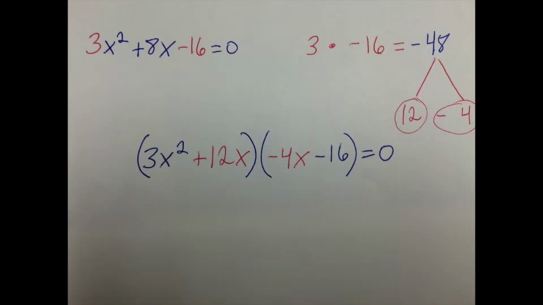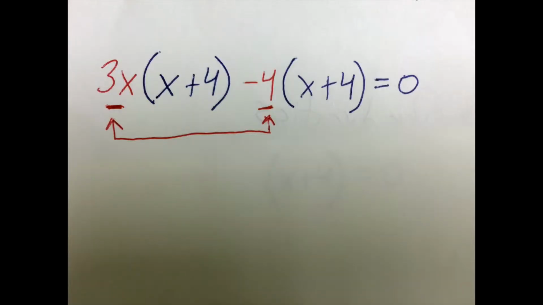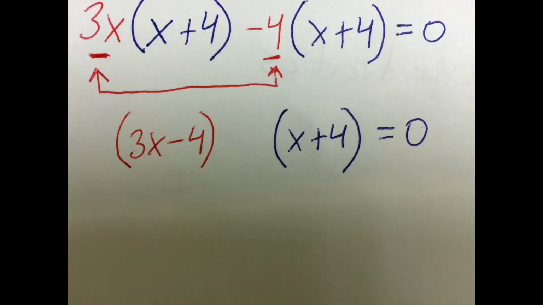So you would replace 8x with 12x and negative 4x. After this, you would find what divides into both expressions and have one common factor that you can use. When you come here, just use 3x minus 4 and then x plus 4. Now you would do 3x minus 4 equals 0 and x plus 4 equals 0.